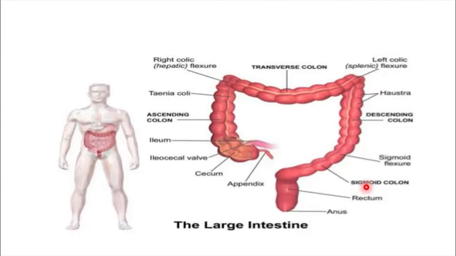Now let's move on to the rectum. The rectum is 13 centimeters in length. It leads from the sigmoid colon to the anal canal. The anal canal is 3.8 centimeters long, and it starts from the rectum and ends at the exterior. Two sphincter muscles control the function of the anus.